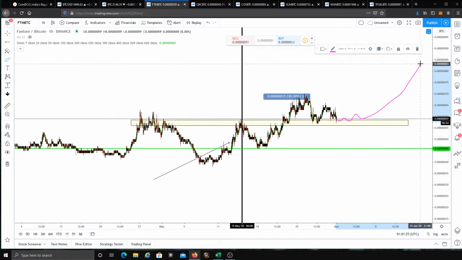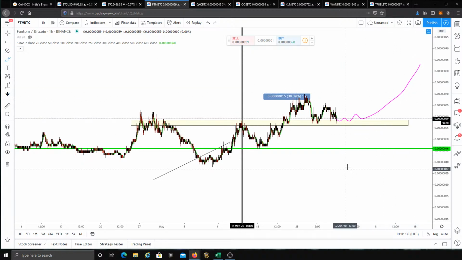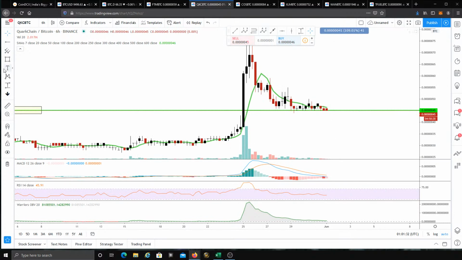For all I know, this is a support, and then it catches another push, and then great, I'm back in profit on that play. Same with Quark Chain. Give me just a little bounce, and I'm back in profit. Then after that, when I sell, I don't care what it does. It can go back down.